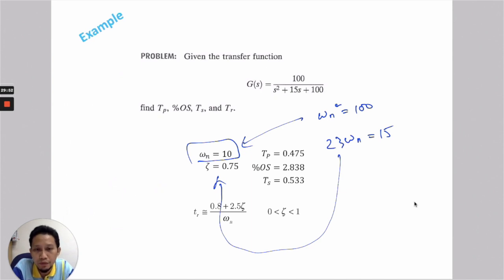So once we have the values of zeta and omega n, we just take the formula for Tp, the formula for percentage overshoot, the formula for Ts, and the formula for Tr, and then we can find all the parameters that have been asked in the question, and you can get all the values as shown in these slides. So you can try it by yourself.